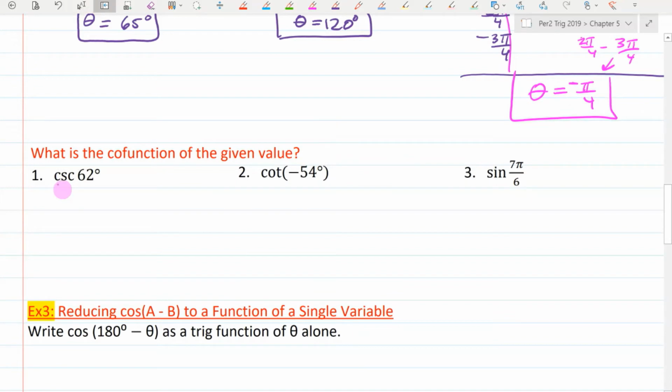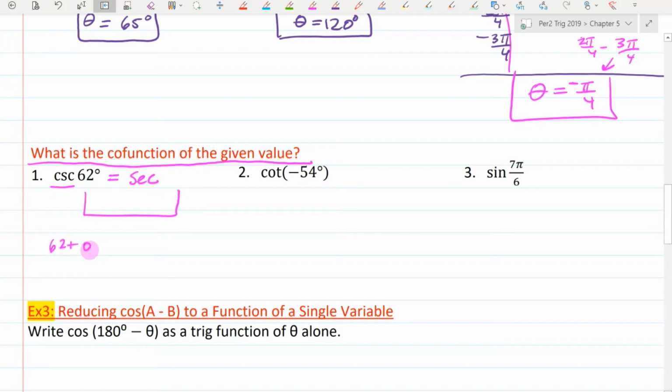All right, so for the first one, actually this one, the question is a little bit different in the way that it's written. I should have let you do the other 3 up there. But they want to know what the cofunction of the given value is. So they want this entire answer. They want what's the cofunction of cosecant, and then what's the angle as well.